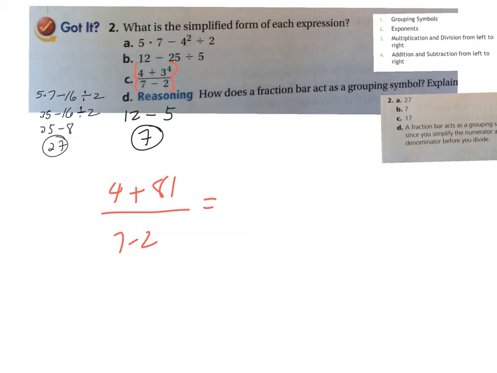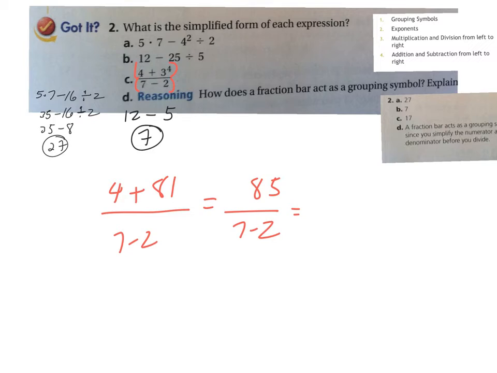Yes, there's division, but I still have to finish the parentheses or the grouping symbols on the top. That's the fraction bar stuff. 81 plus 4 is 85. And bring down your 7 minus 2, or bring it over in this case.